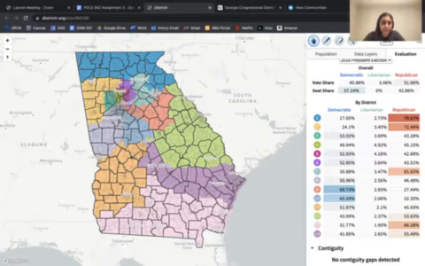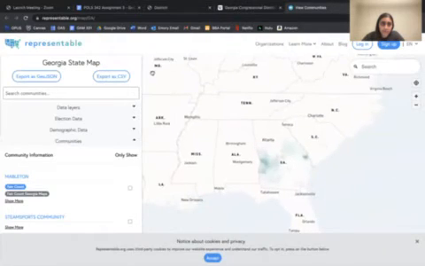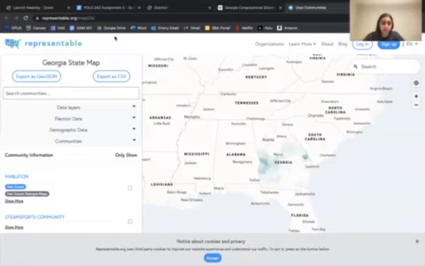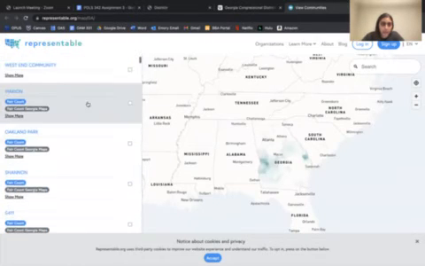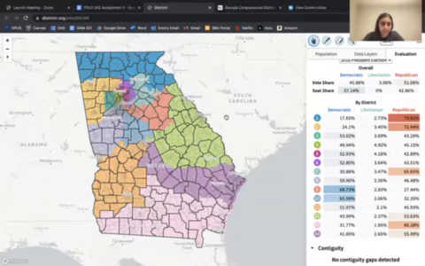And then as far as respecting communities of interest, I found this website called representable.org, and I kept this open while creating my map, and I tried to keep track of the different communities of interest and keep them together as much as possible.